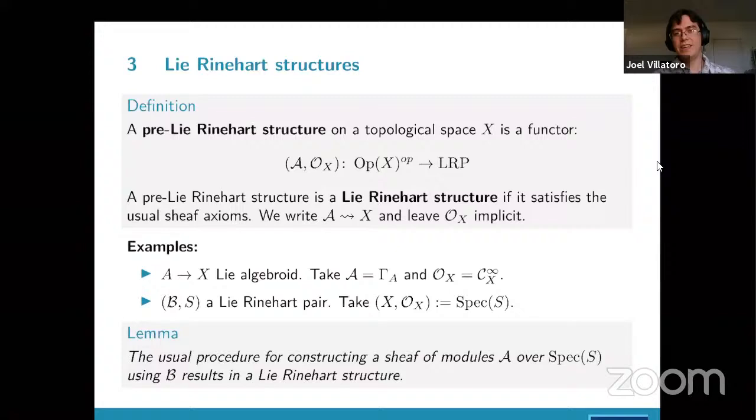And the lemma says that if you actually go through this process, you'll see that it results in a well-defined Lie-Rinehart structure. So it makes sense to talk about Lie-Rinehart structures on, say, a scheme, which are locally the spectrum. So this is kind of like saying it makes sense to talk about quasi-coherent Lie-Rinehart structures or coherent Lie-Rinehart structures.